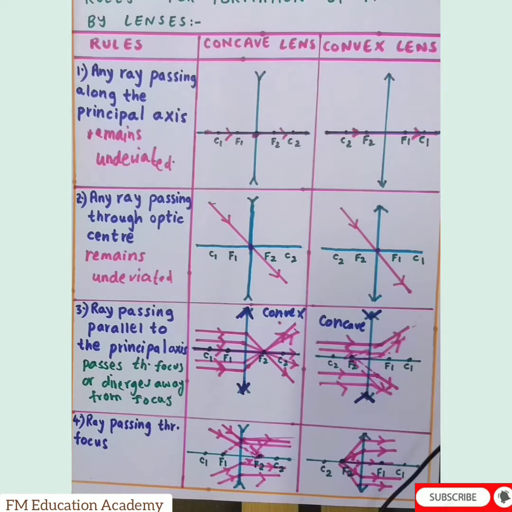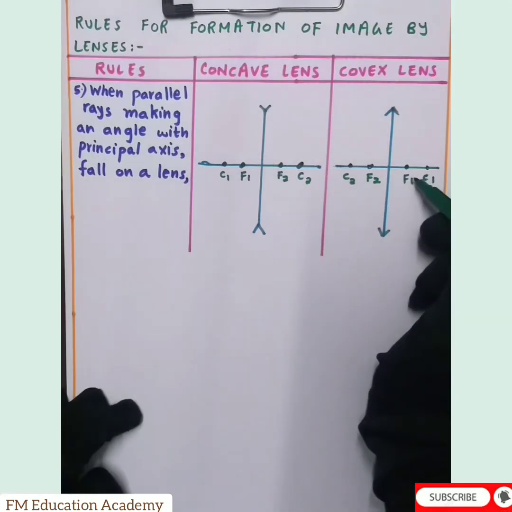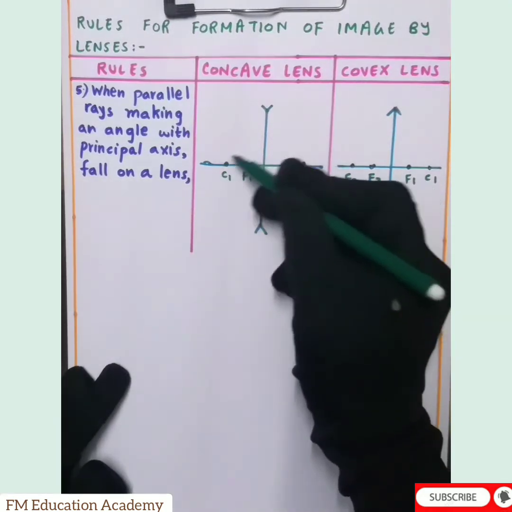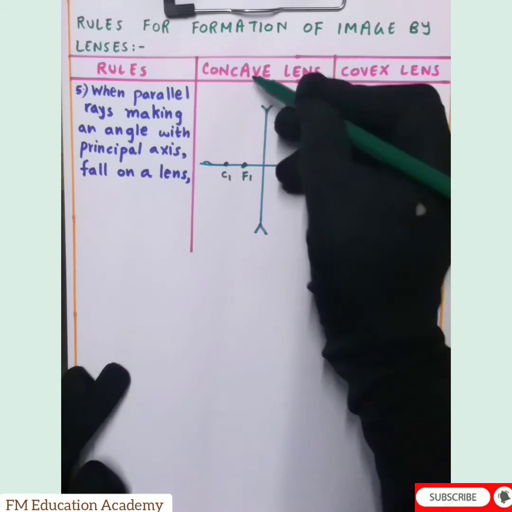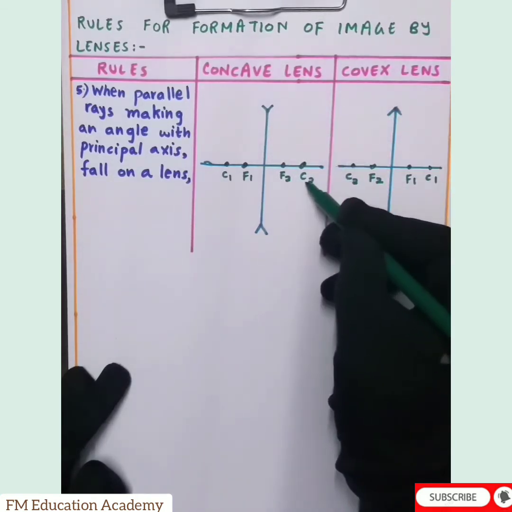Now let us see the fifth rule. One more thing which you observed is, on the left side we have C1 F1 for the concave lens, and on the right side we are indicating F2 C2.